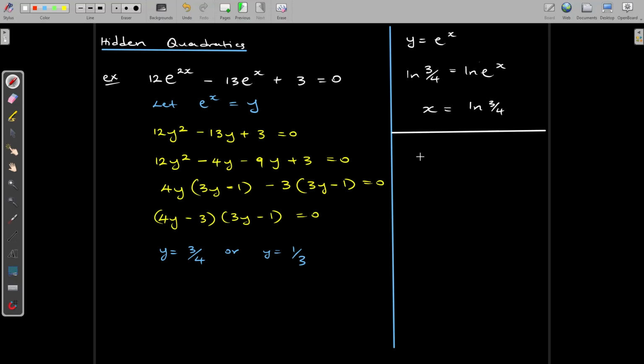So now the second solution, ln 1 over 3 is equal to ln e to the x. So that means x is equal to ln 1 over 3. Is that clear? Yes, sir. So that's pretty straightforward.